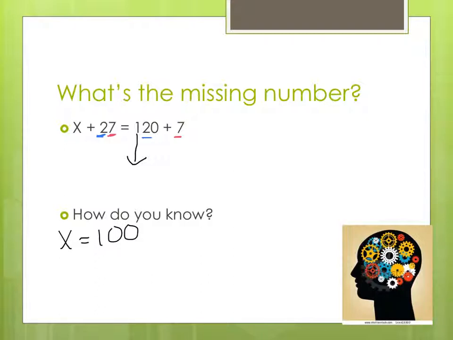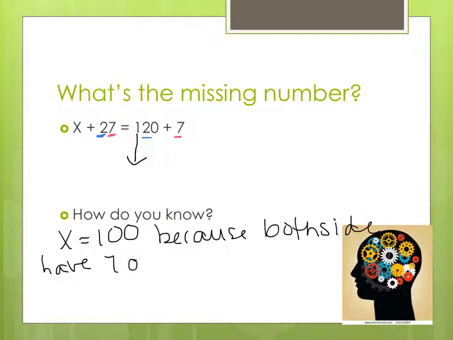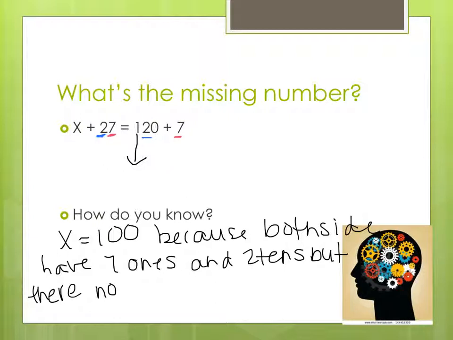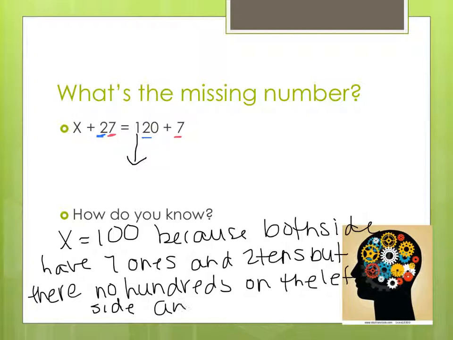And my explanation would explain the place values I saw. X is 100 because both sides have 7 ones and 2 tens, but there are no hundreds on the left side and 100 on the right side.